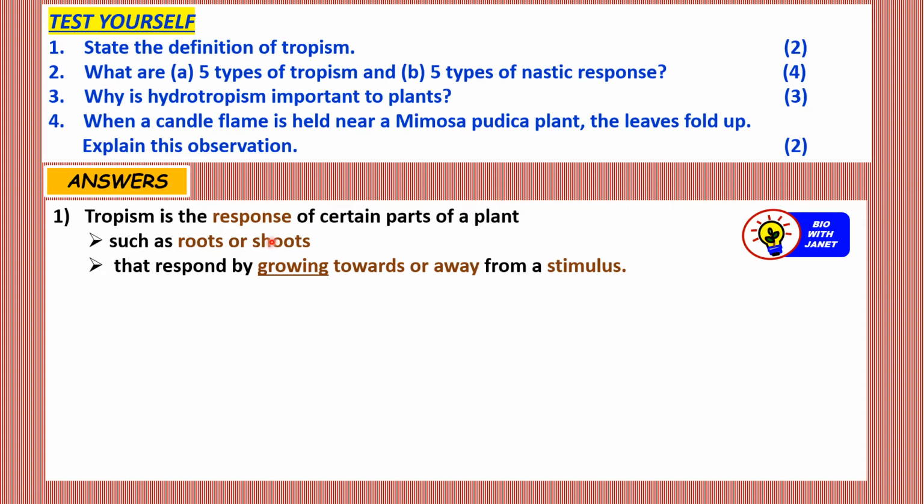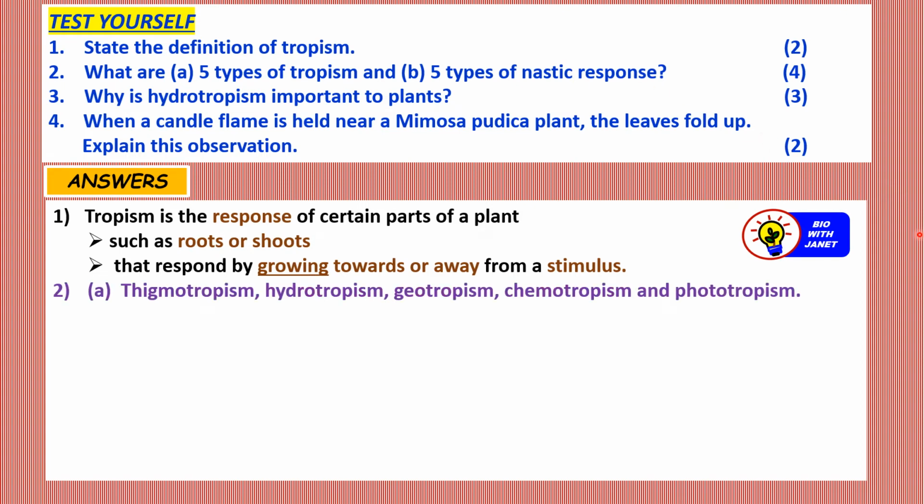So the keywords are underlined for you, or they are in red. Response is a keyword. It's a response of certain parts of plants. And give examples of the parts of the plant, like roots or shoots. Respond by growing towards or away from the stimulus. So you must add the word growing, okay?